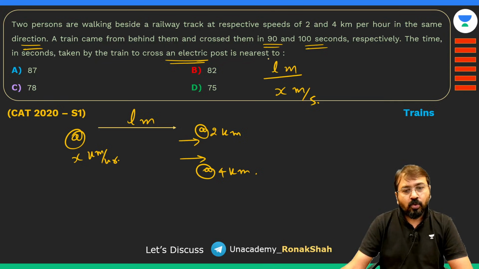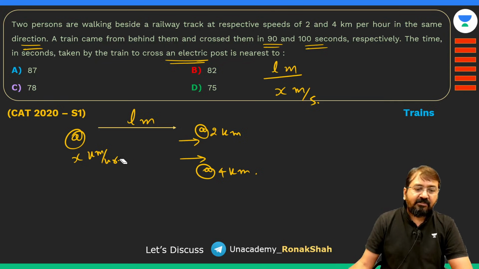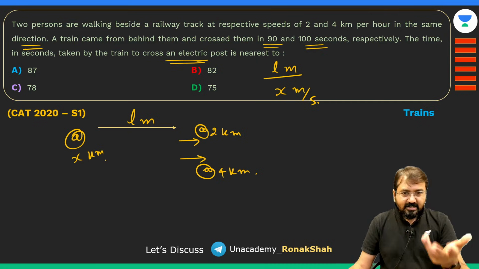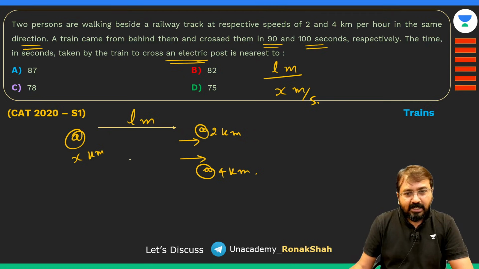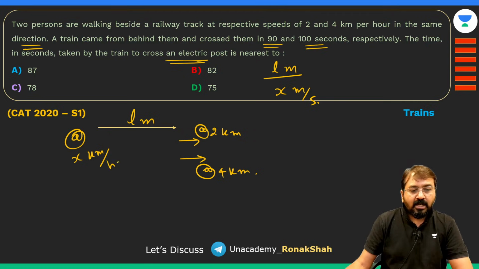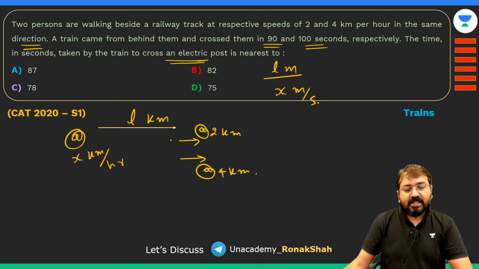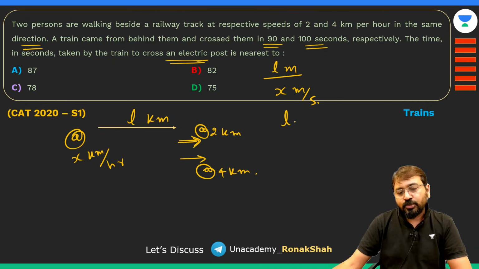Can we assume the speeds in something like kilometer per second? That will make it very complicated. Okay, let's take kilometer per hour only. So we are taking the length as L kilometer, and we are keeping everything in kilometer per hour. When this train crossed this person, the train needs to travel L kilometer distance at what speed? At the relative speed, which is x minus 2, right?